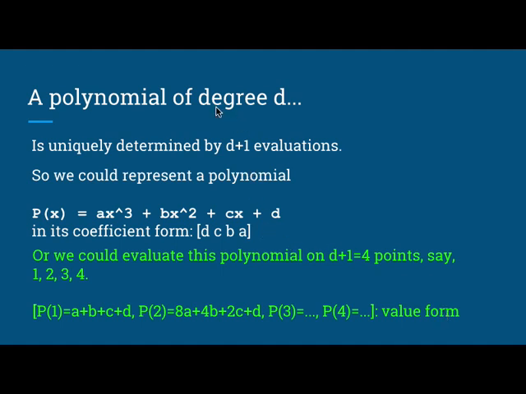So since this slide says that a polynomial of degree d is uniquely determined by d plus 1 evaluations, that means that these two are basically equivalent, right? We can either represent it in its coefficient form, which is a unique way to represent a polynomial, or we can represent it in its value form, which also is a unique way to represent a polynomial. Any questions so far?